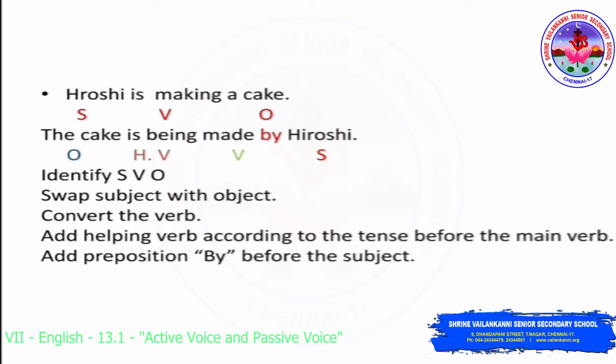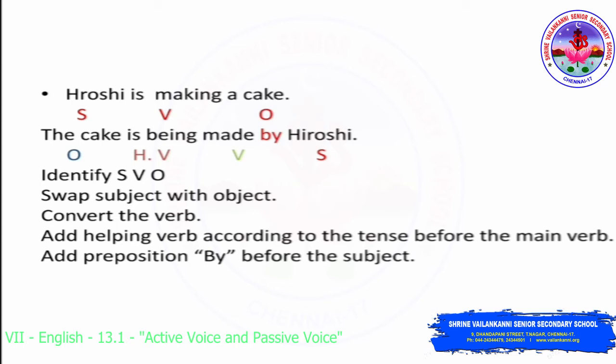Next, convert the verb. So here it is making. So you have to convert the verb into the participle, which is made. Next, add the helping verb according to the tense before the main verb. Main verb is made. So what is the helping verb here? The cake is being made Hiroshi.